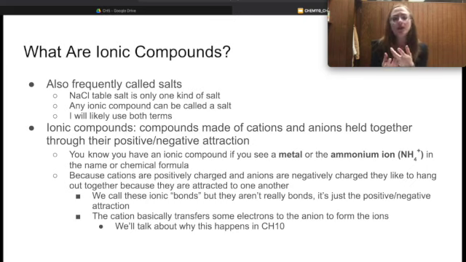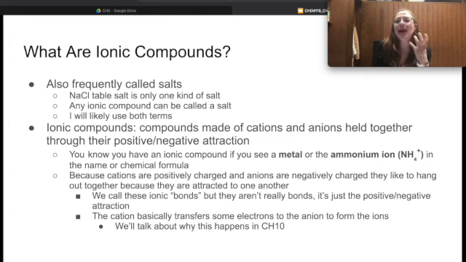So we call these quote-unquote ionic bonds, but they aren't really what we think of as chemical bonds. They're not like the stick in the ball-and-stick model holding it together. It's really just this positive-negative attraction that holds these ions together, and the way they're held together is what we're calling the ionic compound, and from there on out the chemical formula and so on and so forth.